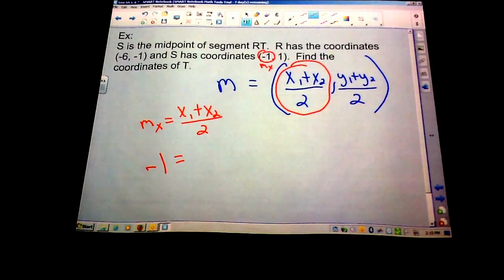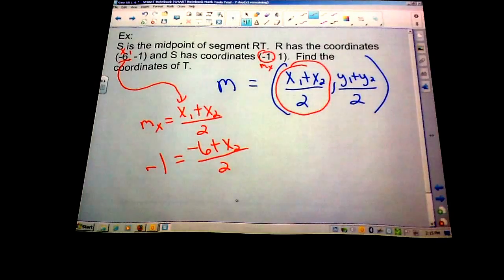And now I know that my x sub 1 is R's x coordinate, which is -6. So I'm going to plug that in for my x sub 1. So I'll have -6 plus x sub 2 over 2. Well, to solve this, we can go ahead and set up a proportion by putting the -1 over 1. And now we just cross multiply. So I'll have 2 times -1, which is -2, equals -6 plus x sub 2.